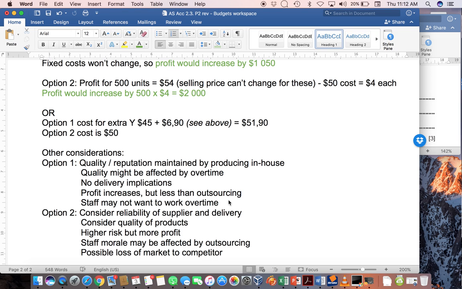And you might also find that your staff don't want to work overtime, which could be problematic. It's all very well saying you'll pay them more, but they might say it's not worth it. I would rather go home.